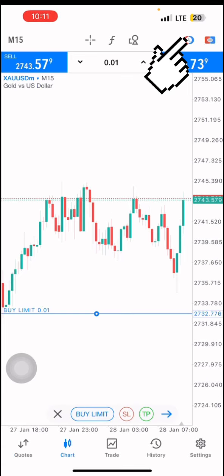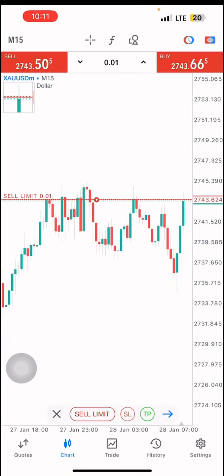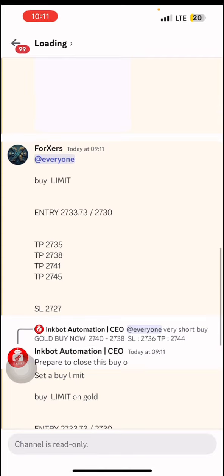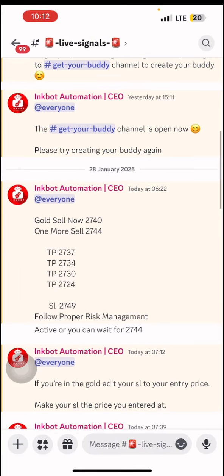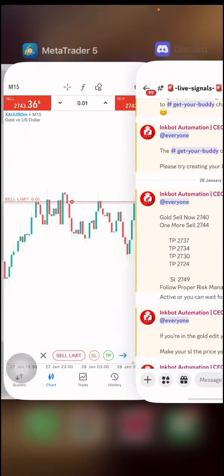I tap on the clock sign. I put the price at the entry price. I go to the signal. This is the signal I took. I'm talking about this signal here, right? I go to the signal.